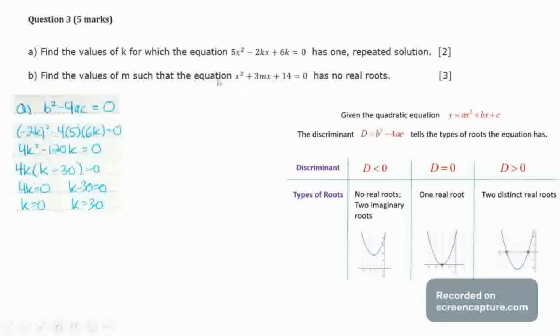In B, it says this equation, we need to find the values of m that make this a quadratic that has no real roots. So no real roots right here. Discriminant is less than 0. So begin with that. Discriminant is less than 0. Okay, put in your values for A, B, C in there, and let's see what you get.